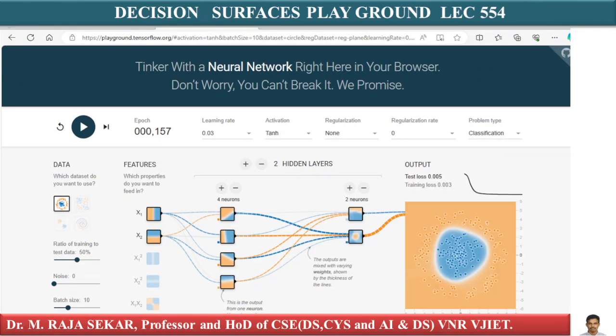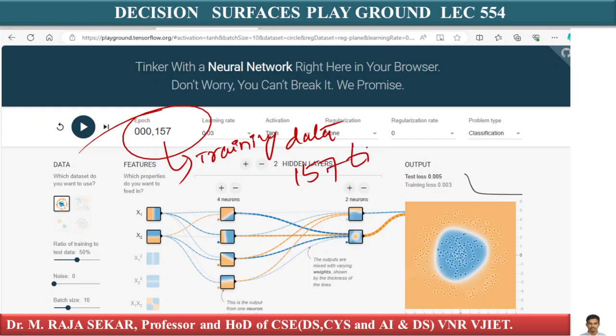How many epochs? I have run 157 epochs. I ran this code for 157 epochs, which means I have gone through the training data 157 times. That is an epoch, isn't it?